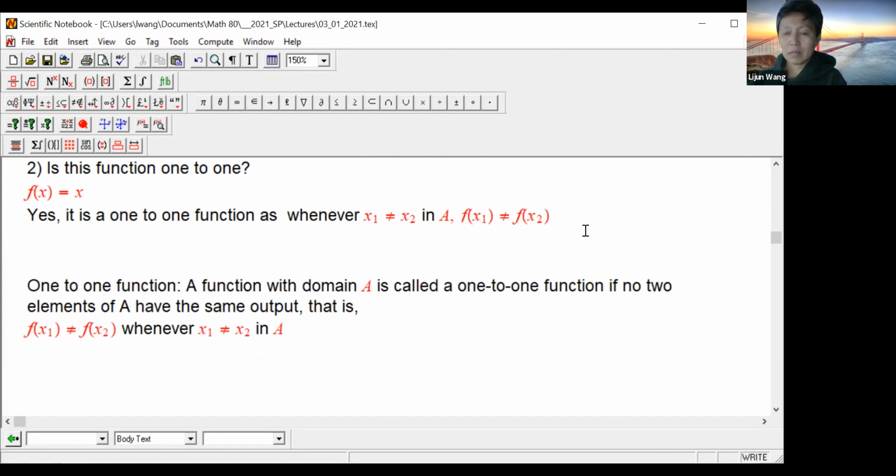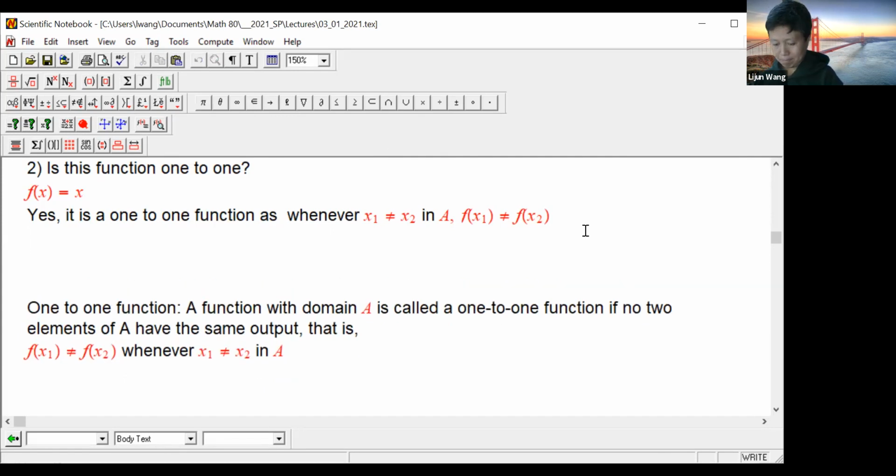Okay. How about number 3? Number 3 is a class of function. We are going to study this, but I'm just going to give you the answer. If the slope is not 0, this is a one-to-one function.